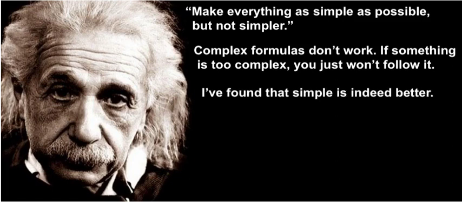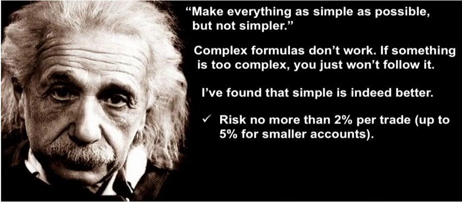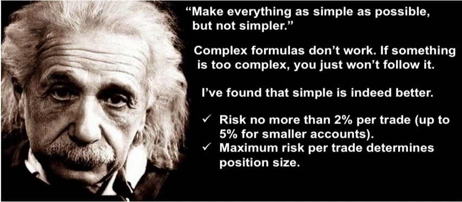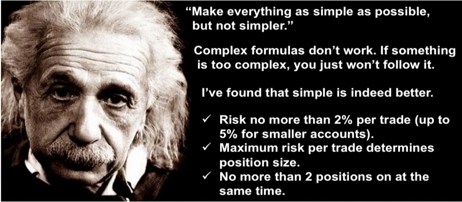So the idea is to get rich slowly. Don't bet the farm. Ideally, risk no more than 2% per trade, up to 5% for smaller accounts. The maximum risk per trade determines position size. Use mini lots. No more than 2 positions on at the same time. And by the way, you can plug this into any existing trading method you're currently using, and I recommend you do so immediately, especially if you don't have a good risk management strategy. I'll go into more detail and show you how to implement this simple strategy in practice in my next video.